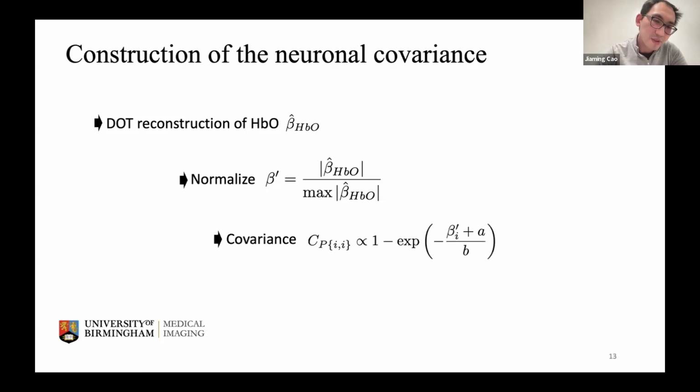Finally, we construct this covariance matrix CP such that each element ii is essentially a scaled version of the corresponding element in this beta prime vector, where a and b are just hyperparameters. Of course, you can use different formulations of how you relate this CP diagonal and beta i. This is basically to say that we want to adjust how strongly the prior contributes to this reconstruction problem. In EEG-fMRI combination, sometimes we use something much harsher than this, the 90-10 thingy, which would be a hard thresholding. This is a soft thresholding that incorporates the DOT prior.